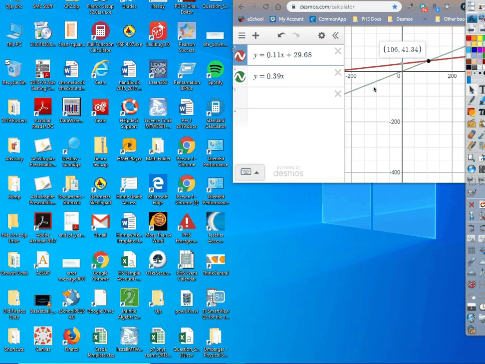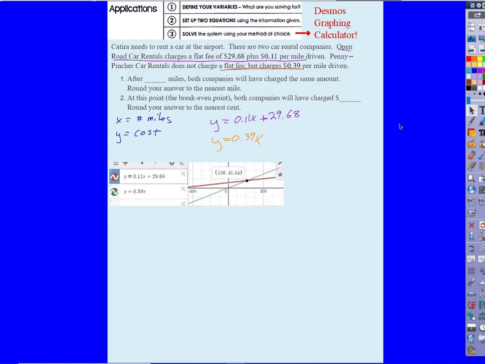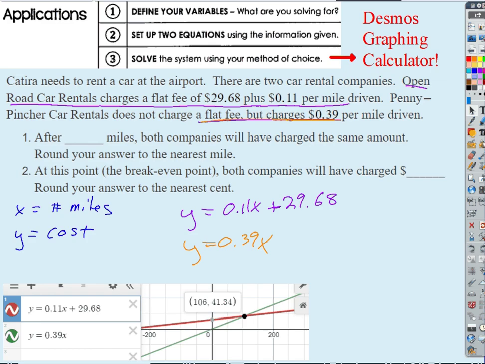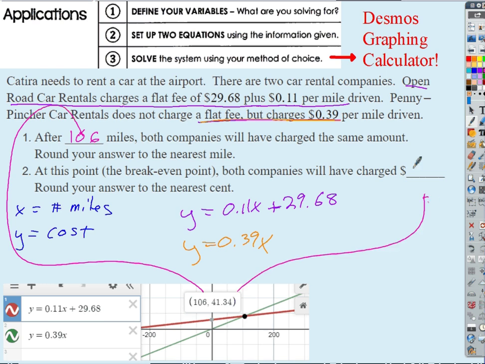Okay, so that's all we need. We use Desmos, and our solution is how many miles? 106. Right, so how am I gonna get there? It's like one of those little mazes, you know? 106 miles. And how much am I charging? Each company is charging $41.34 after that many miles. Yes. Okay, there's the two parts, right? Make sense? Yep. Okay. Peace.